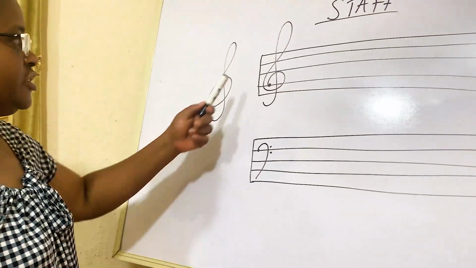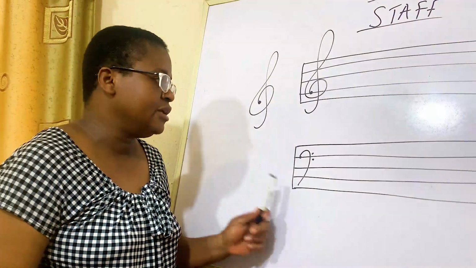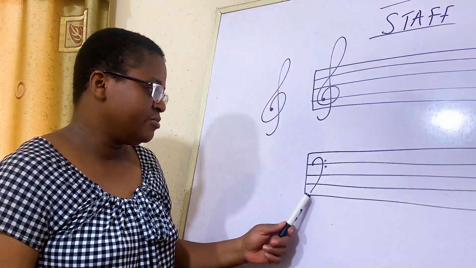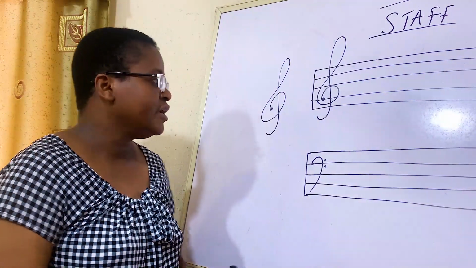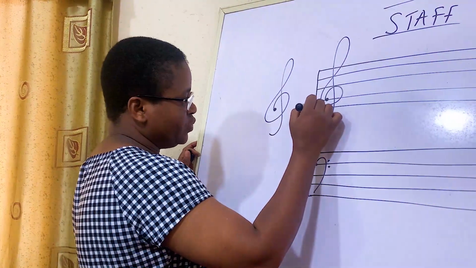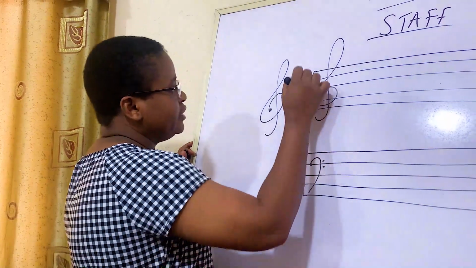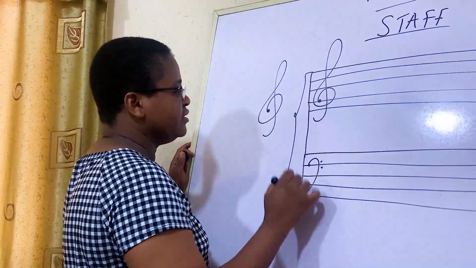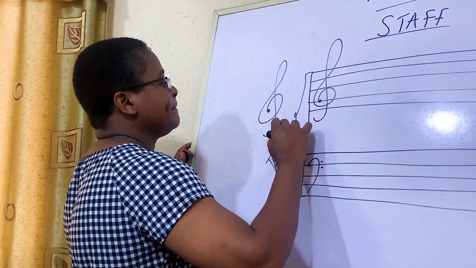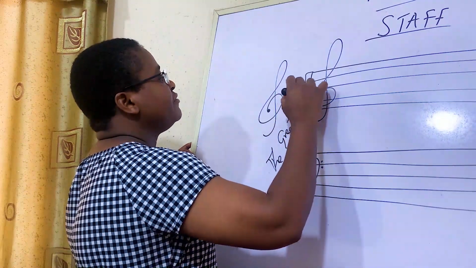So this is called a treble clef, and this is called a bass clef. It can also be referred to as a G clef, and this can also be referred to as an F clef. I will tell us why we have that as another name for it. When the two are braced together, it is referred to as the great staff. The great staff.